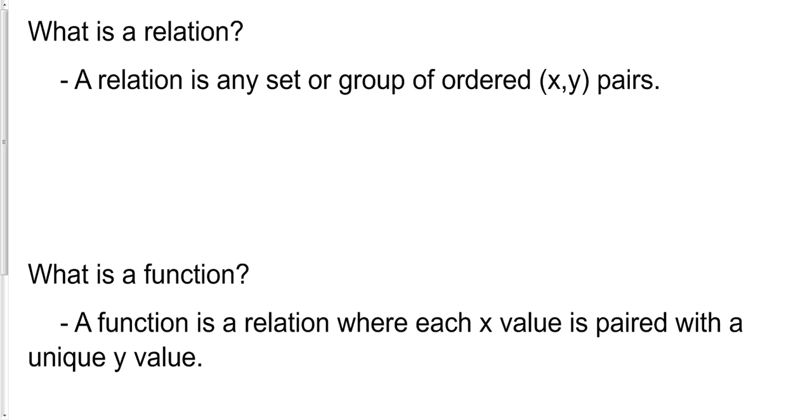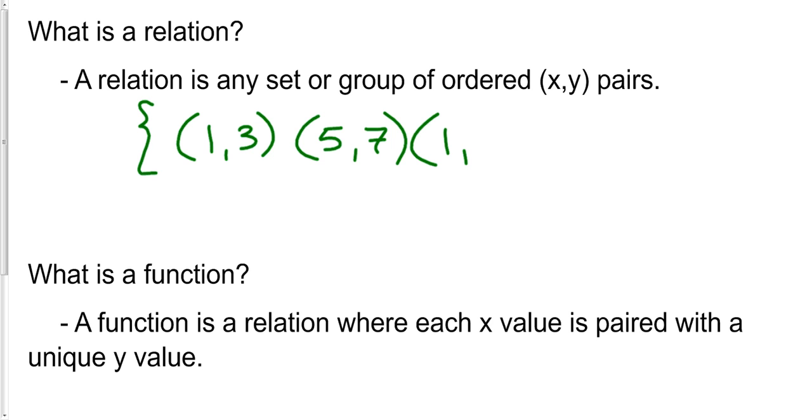A relation is any set or group of ordered XY pairs. There's no rules to it, there's nothing that has to follow, it's just any set. So you could pick any group of XY pairs that you wanted to, so we could go 1, 3, 5, 7, 1, -2, 0, 10, and so on.